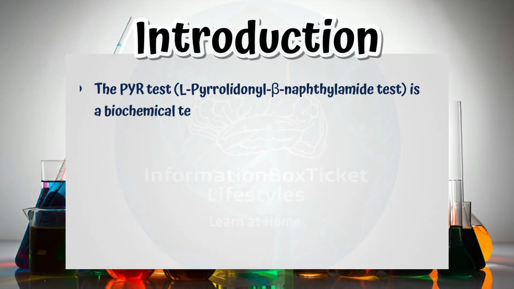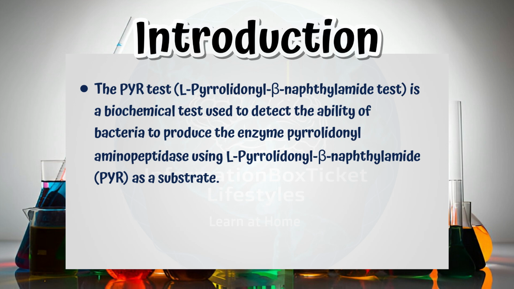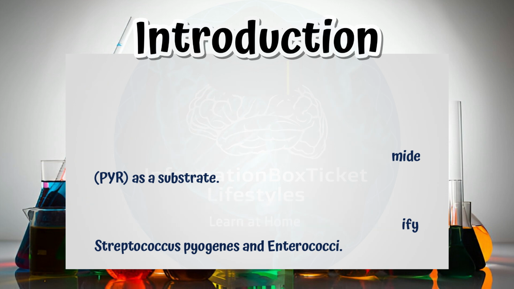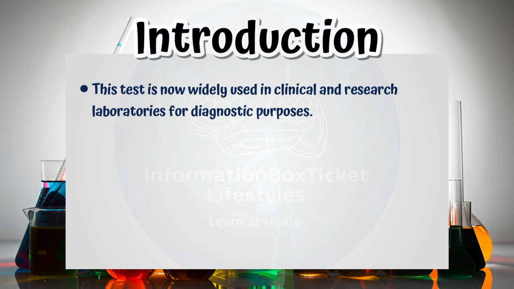Introduction. The PYR test, L-pyrrolidinyl B-naphthylamide test, is a biochemical test used to detect the ability of bacteria to produce the enzyme pyrrolidinyl aminopeptidase using L-pyrrolidinyl B-naphthylamide, PYR, as a substrate. It was first reported in 1981 by Godzi J., Schulman R., and Eric L.A., who used PYR as a substrate to identify Streptococcus pyogenes and Enterococci. This test is now widely used in clinical and research laboratories for diagnostic purposes.